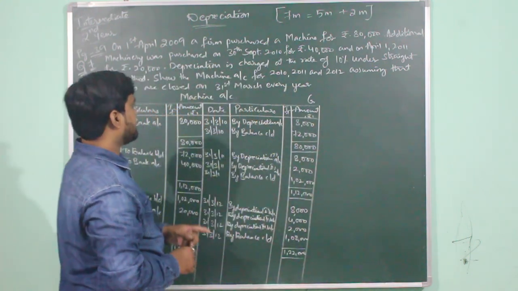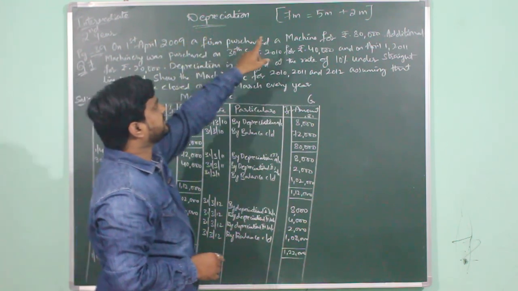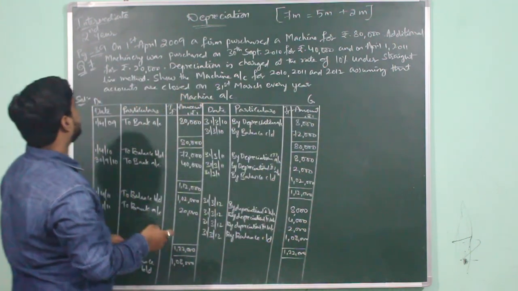In this video, I will be explaining the chapter depreciation for intermediate second year students of Telangana. The weightage of which is 7 marks. A problem will be coming for 5 marks and a problem or a theory will be coming for 2 marks. Let us have a problem.